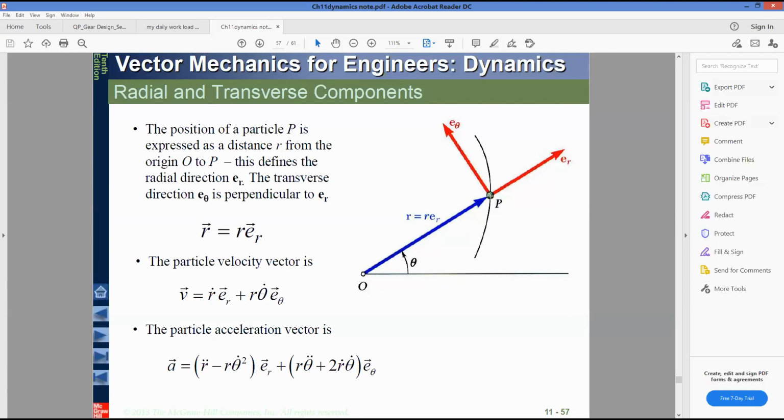Now the question is, for which case can we apply this, as we have already discussed in the applications. So the normal component here, better to say it is the radial component, that is e_r, and the transverse component is e_theta.